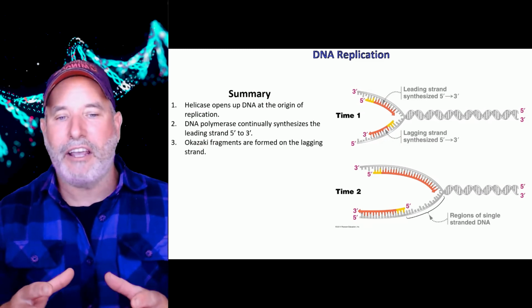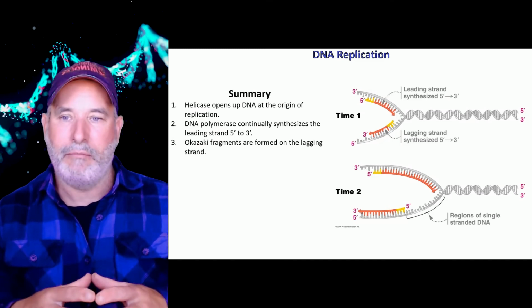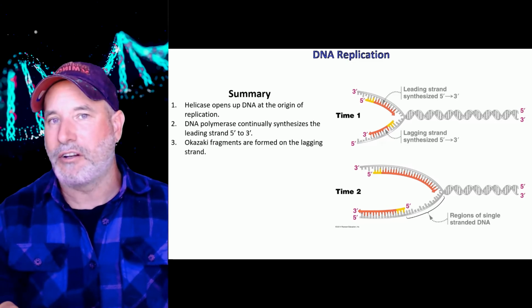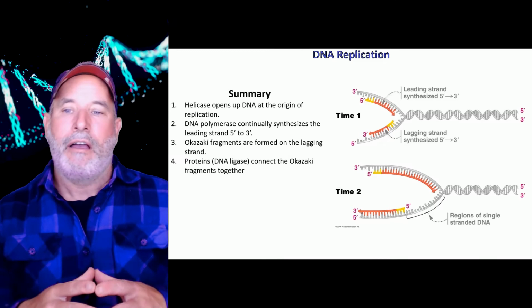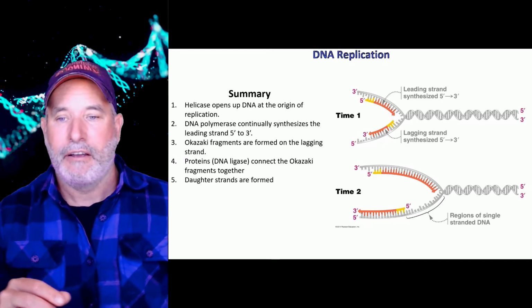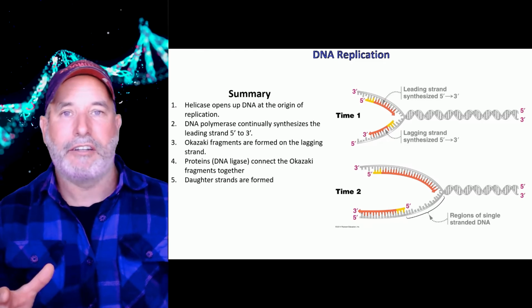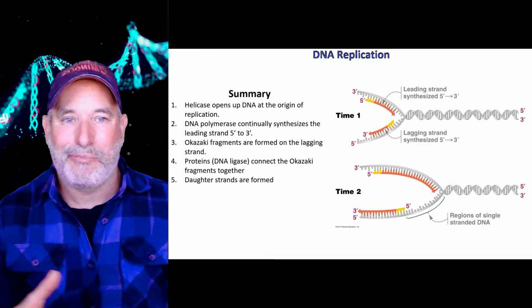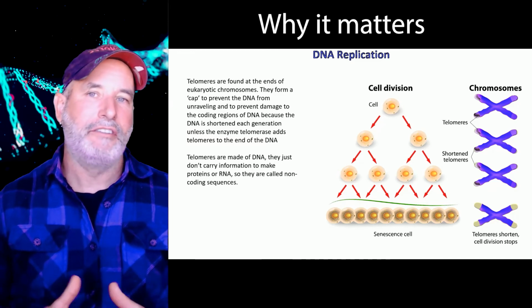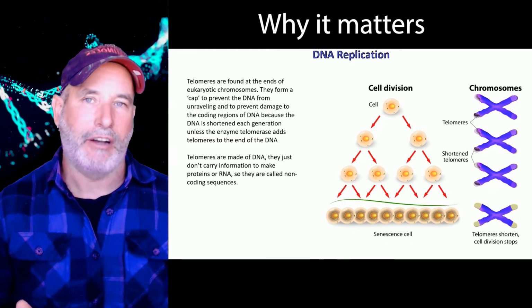You got the Okazaki fragments, which are formed there on the bottom. And these are on the lagging strand. And of course, that's the DNA ligase, which is going to stitch all those together. And then that'll make one continuous piece of DNA. And then you've got your two daughter strands that are formed. So it's pretty interesting.